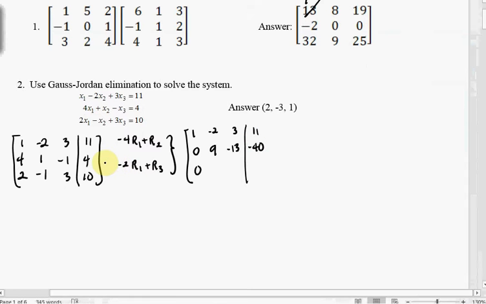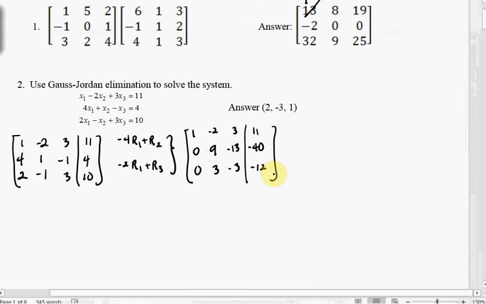Negative 2 times row 1 plus row 3. So the first one's 0. You get 4 minus 1. You get 3. Negative 6 plus 3 is negative 3. And then negative 22 plus 10 is negative 12.